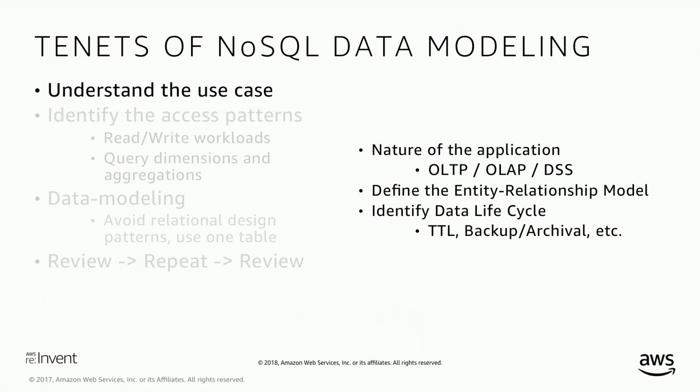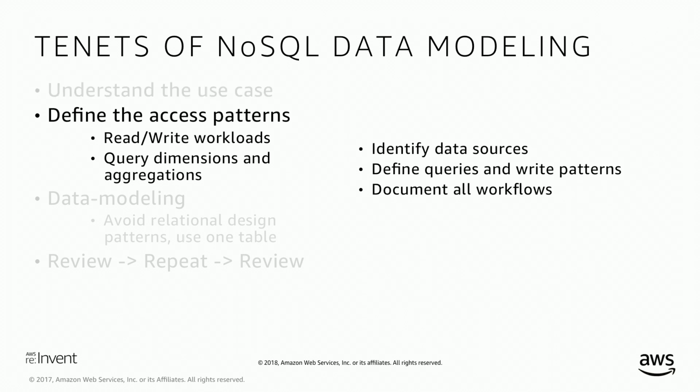Now, the decision support system, I'd argue, might be, depending on the nature of the queries, the type of latency you're looking for, the performance you're looking for, and the scale. But that OLTP workload, that's our sweet spot, right? That's where we want to be. We want to define that entity relationship model. We want to define that data lifecycle. What are the TTL requirements, backup, archival, etc. And then the biggest, most important part of all of this is identifying your access patterns.